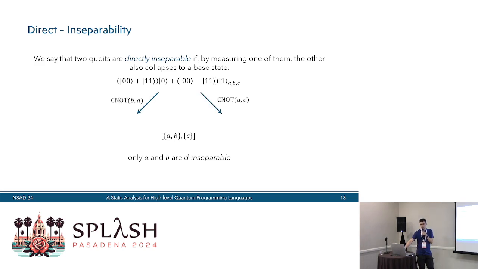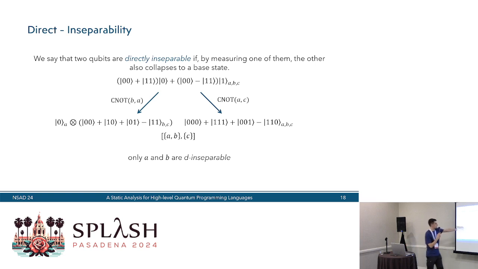And here we can see with the CNOT that if we apply a CNOT between two qubits in the same set, we nullify the entanglement. Instead, if we do it with two qubits in different sets, we basically obtain another entangled state.